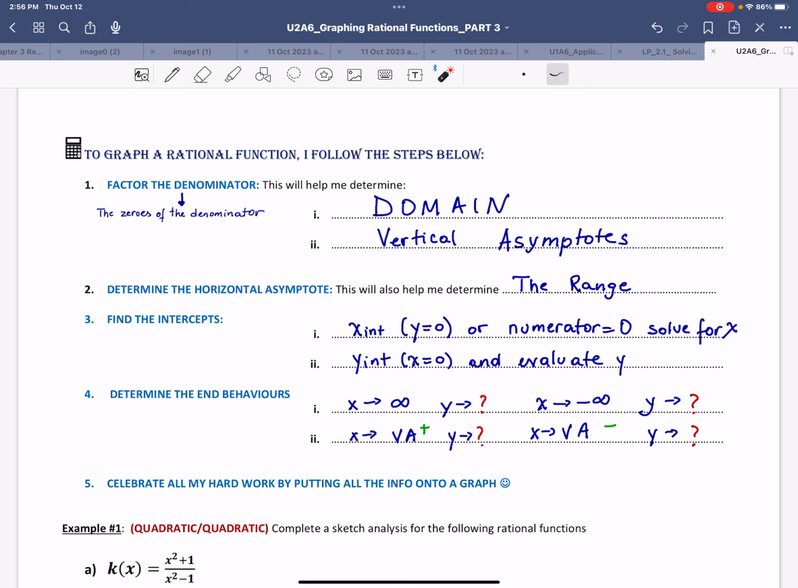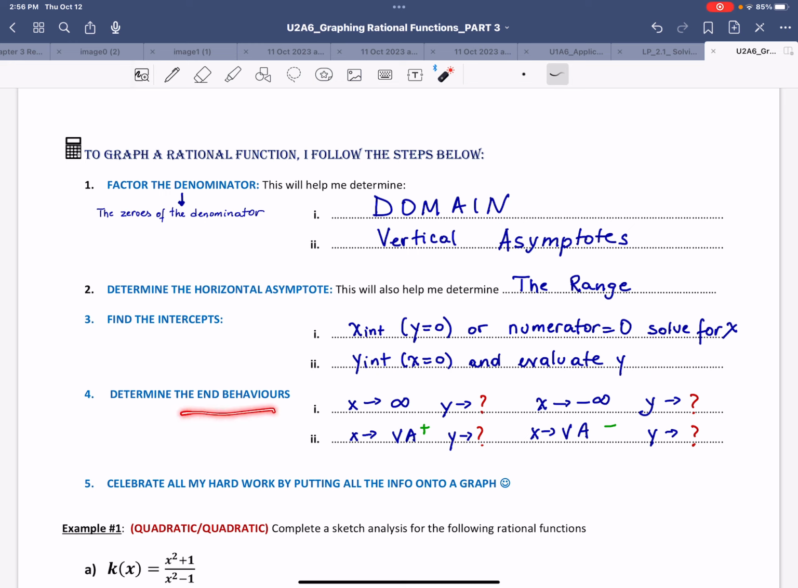You find the x-intercepts by setting y equal to 0. Remember, in a rational function, if you want to set y equal to 0, it means that you are setting the numerator, this expression here, equal to 0. So it's easy to remember it this way. Numerator equals 0, solve for x, and there go the x-intercepts. For the y-intercept, we set x equal to 0 and evaluate y.